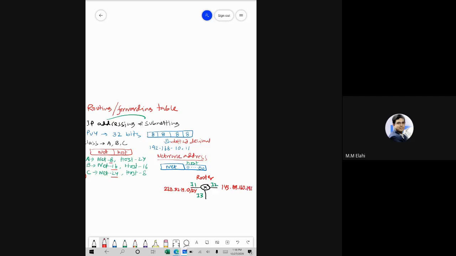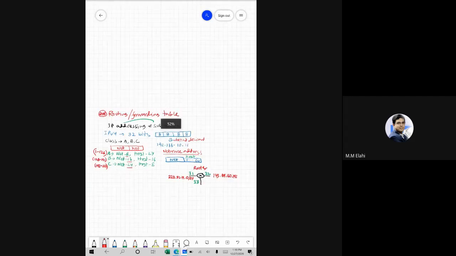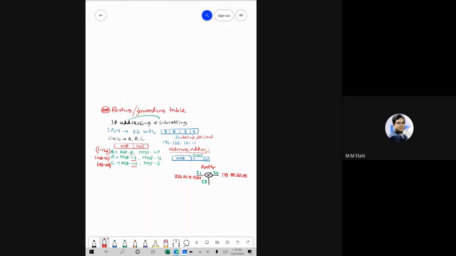160.192 and then slash what, 26. What is meant by slash 26? This is class, which class? Class B. Right, class B. What is the default subnet mask or default number of network bits in class B? 16. Very good. 16.